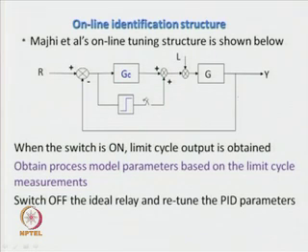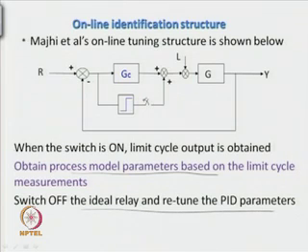So, the steps for online identification would be: when the relay is on, the limit cycle output is obtained. So, when we switch on the relay, we get the limit cycle output. Then we obtain the process model parameters based on the measurements made on the limit cycle output, and subsequently we switch off the ideal relay and retune the controller parameters. So, these are the three steps involved in this online identification and tuning scheme.